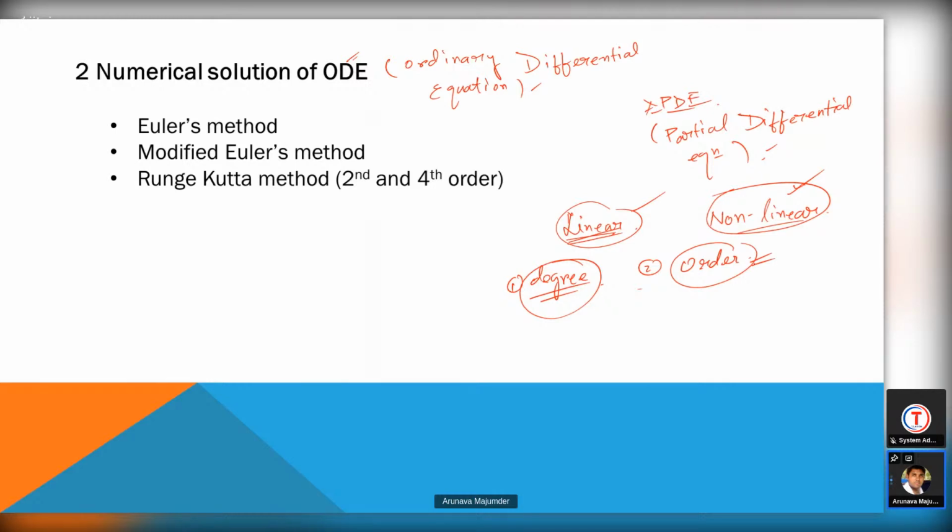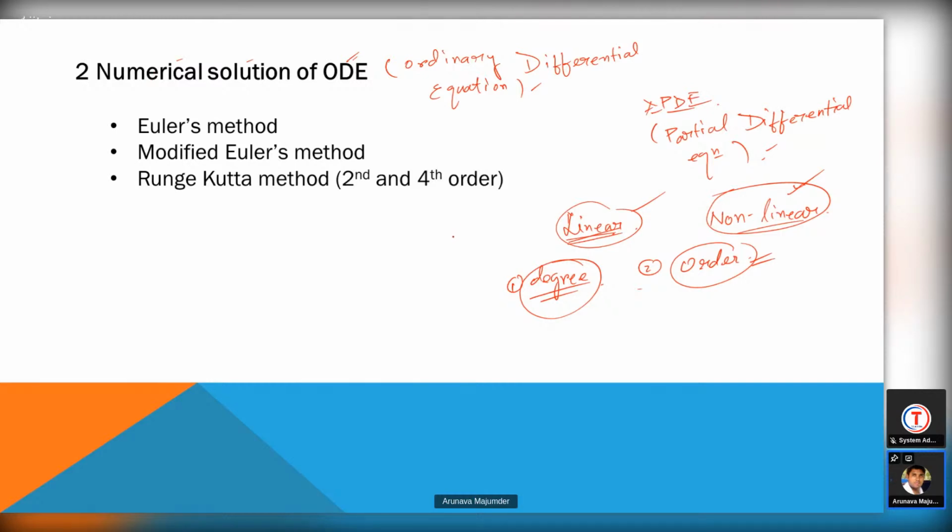Since we are talking only about ODE, analytically there are many types of solution process, such as separating the variables, linear equation solutions, finding the integrating factor. So there are different kinds of analytical methods present, but whatever the method, there is no comparison to the numerical method.